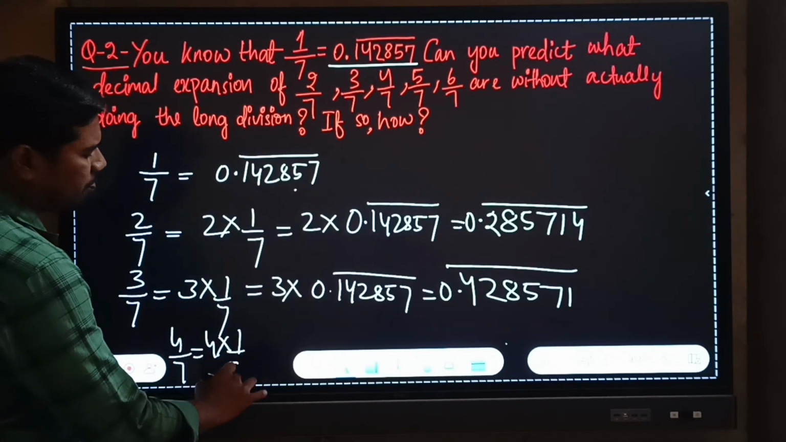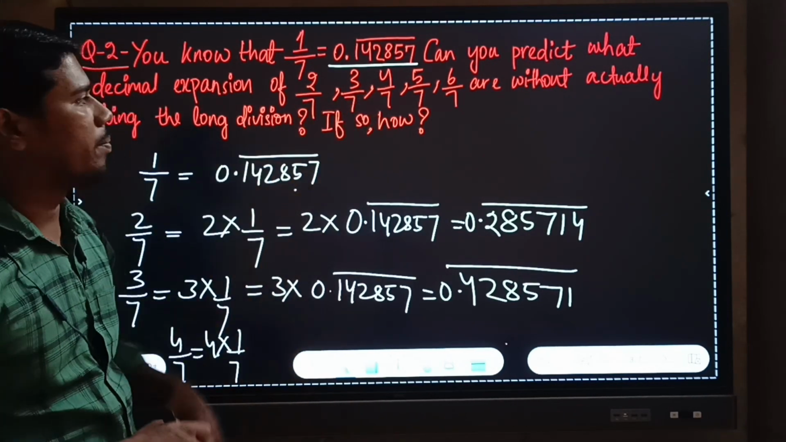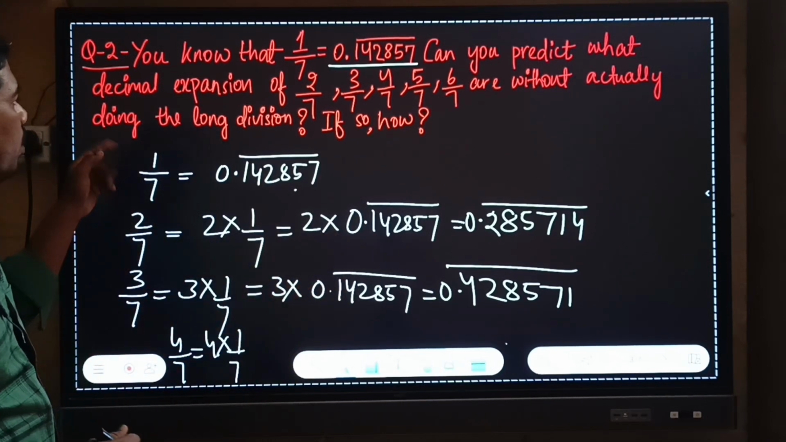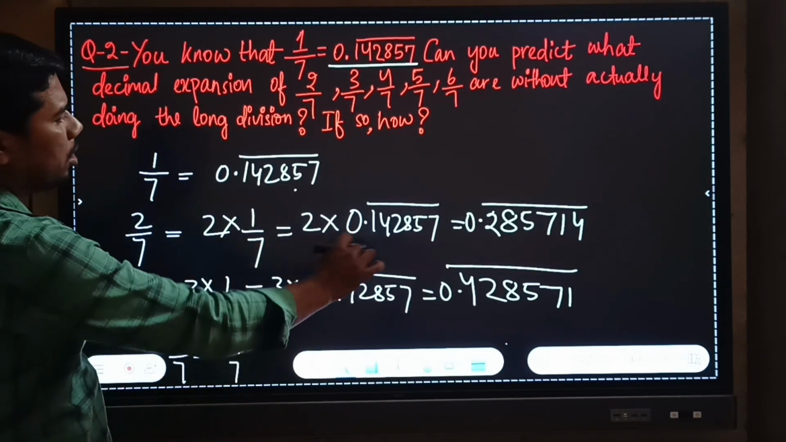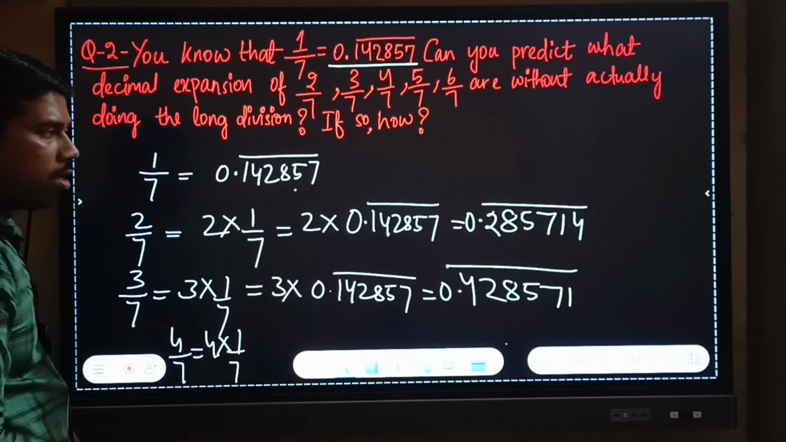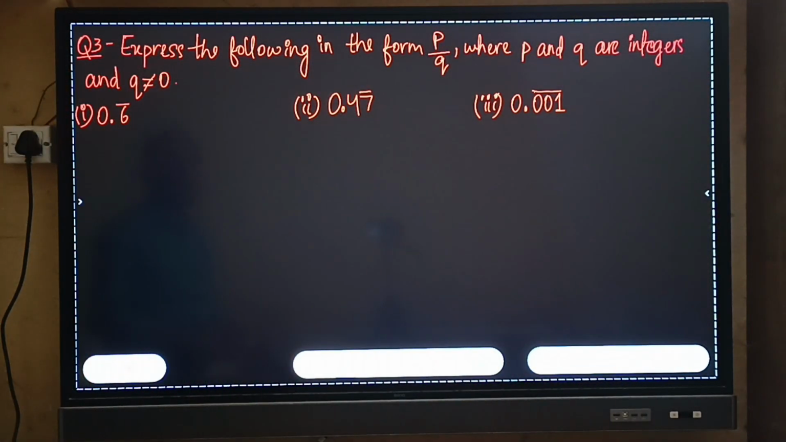Like this you can multiply for 4 by 7 also: 4 into 1 by 7, 5 by 7 also 5 into 1 by 7, 6 by 7 also 6 into 1 by 7. No need to write that, you can do it. Okay. So these are the values without actually doing the long division. So the next question is question number 3.